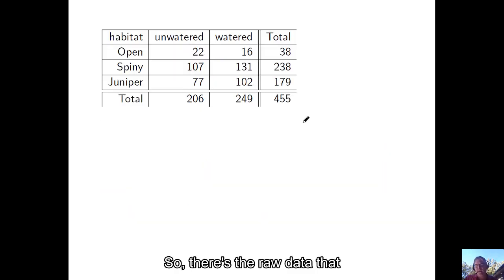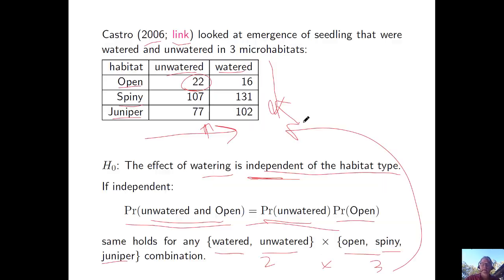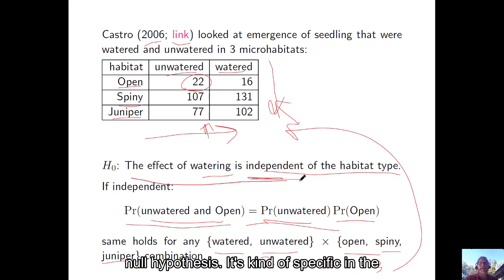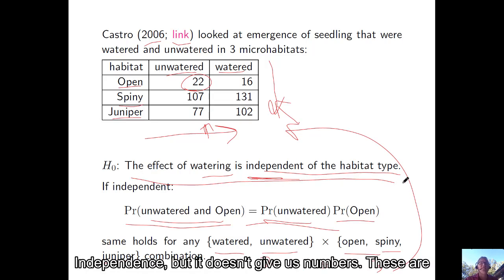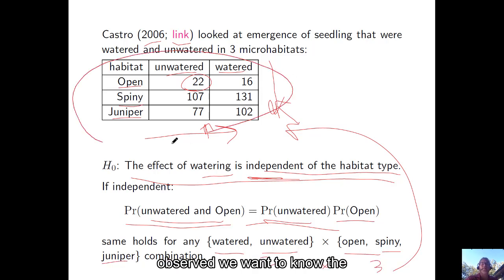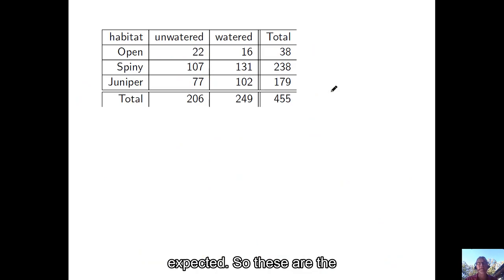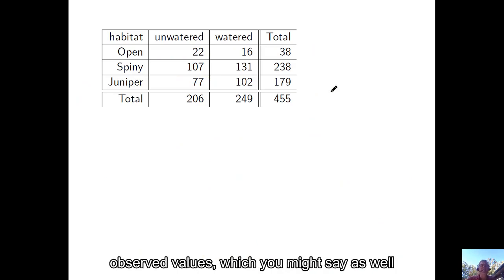So there's the raw data that Dr. Castro collected. Note we have here a null hypothesis. It's kind of specific in the sense that it's saying specifically independence, but it doesn't give us numbers. These are the data, right? These are the observed. We want to know the expected. So these are the observed values.